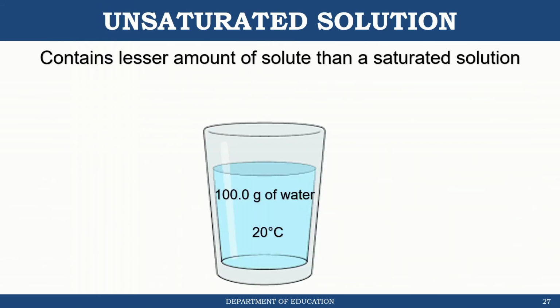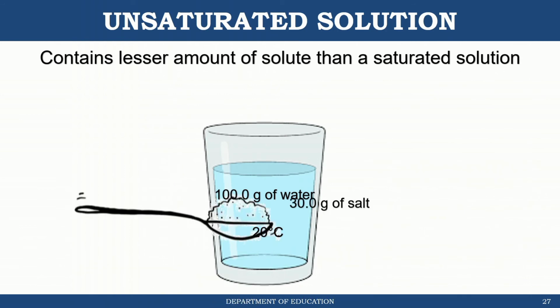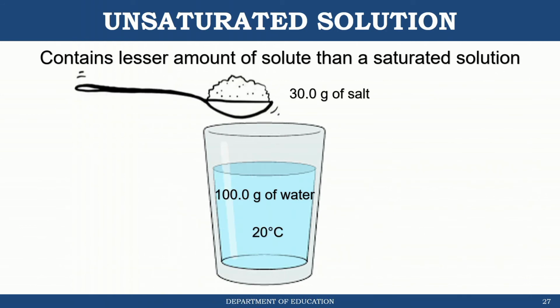An unsaturated solution contains a lesser amount of solute than a saturated solution. A solution containing 100 grams of water and 30 grams of salt at 20 degrees Celsius is an unsaturated solution. Unsaturated solutions can still dissolve solid solutes until they reach saturation. Most of the chemical solutions that you are using in the laboratory are examples of unsaturated solutions.